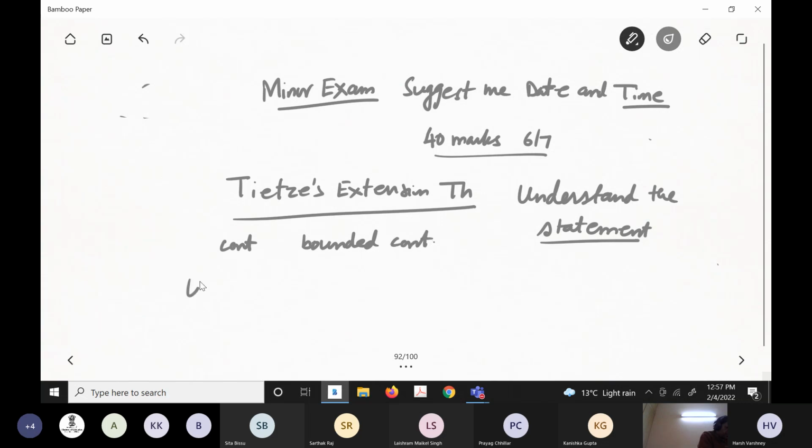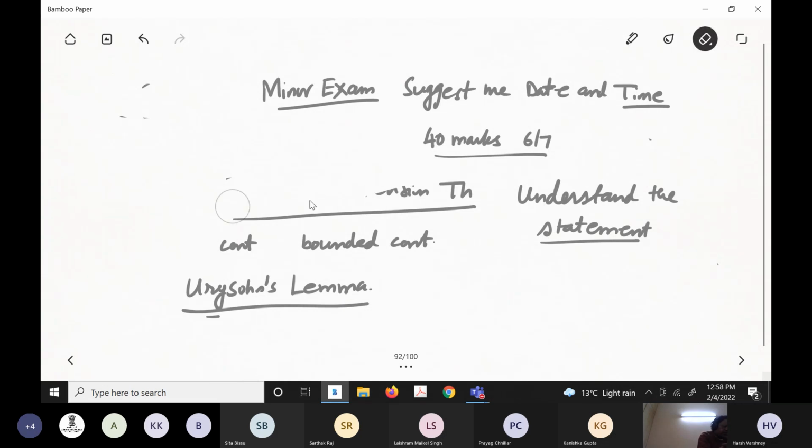Similarly, Urysohn's lemma. You don't need to bother about the proof. If you are interested, you can look at the proof and tell me. Just mentioning that last semester I taught you what the extension theorem is. So Urysohn's lemma, that you do. Now you should do it. Another extension theorem I'm talking about.